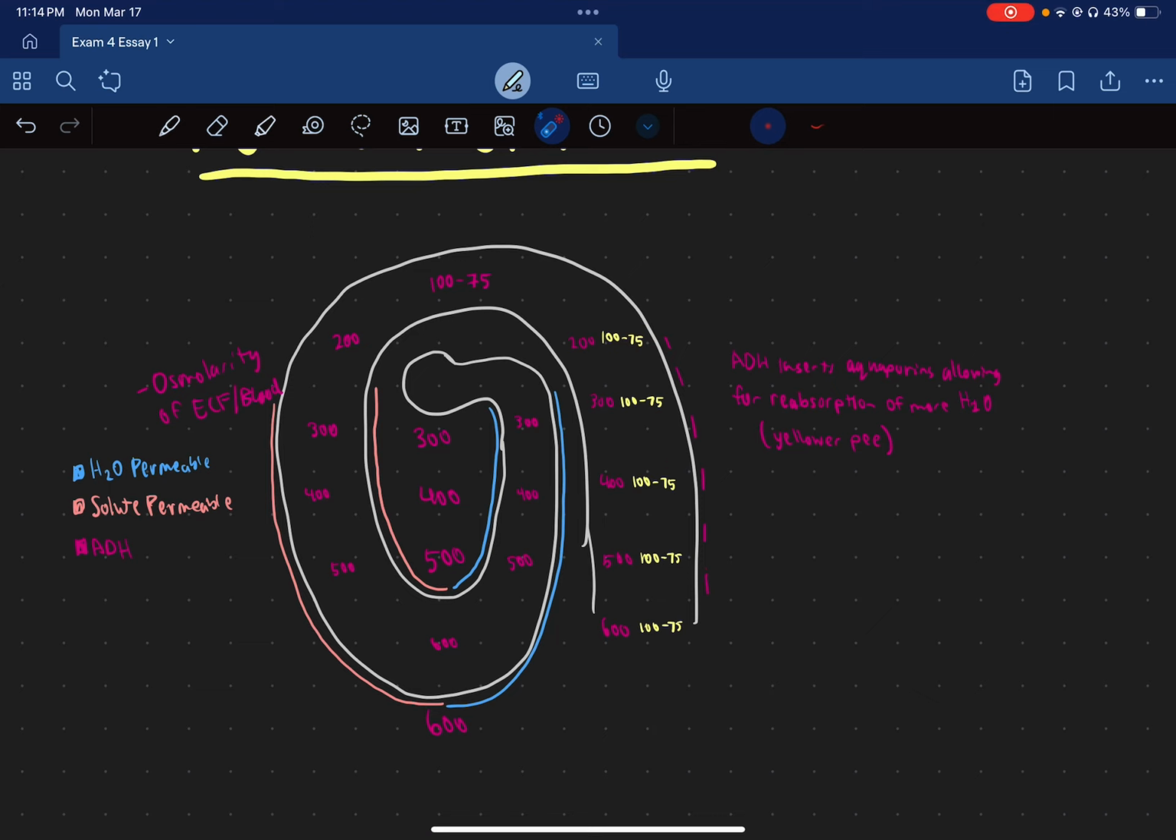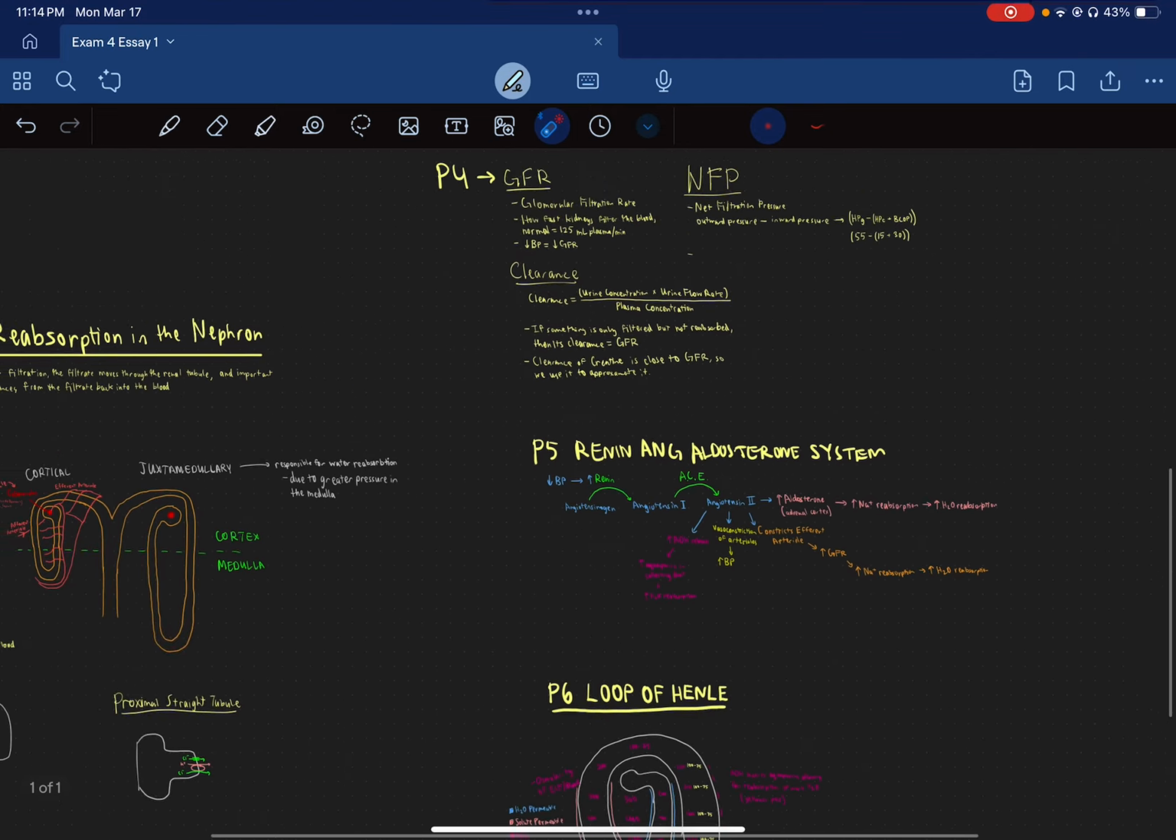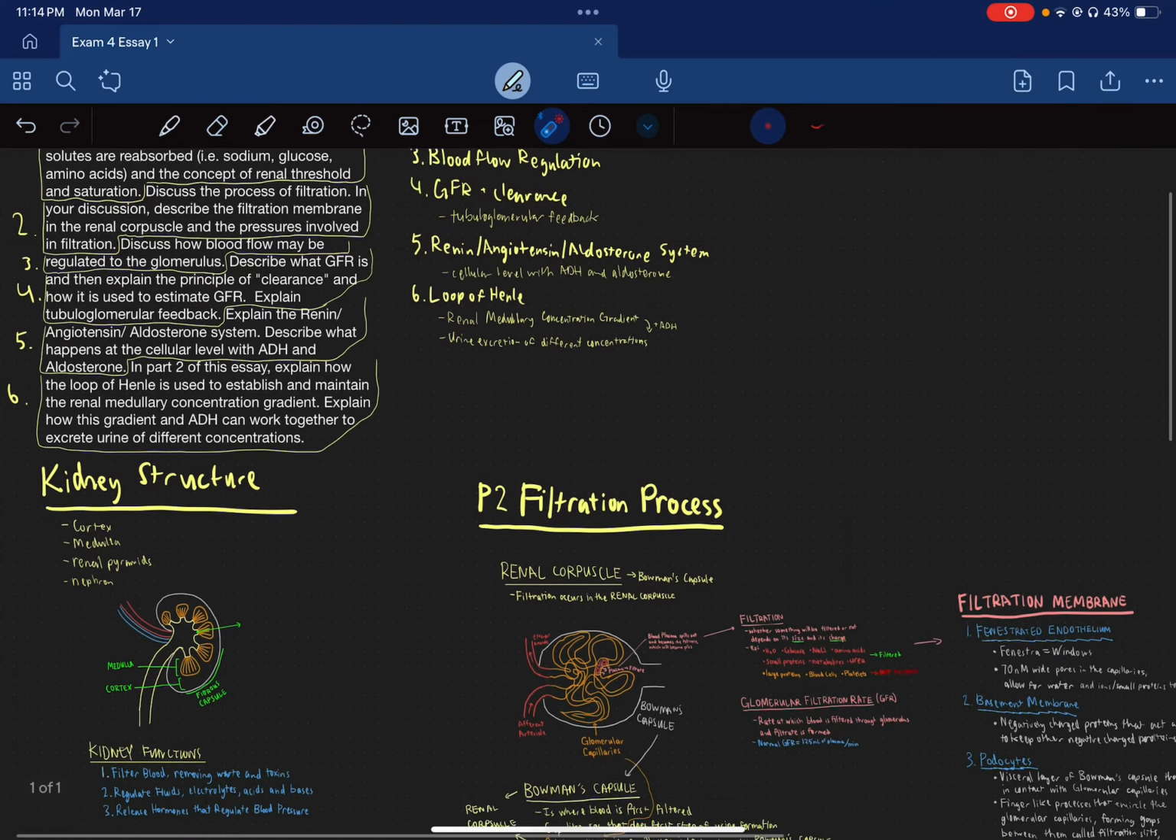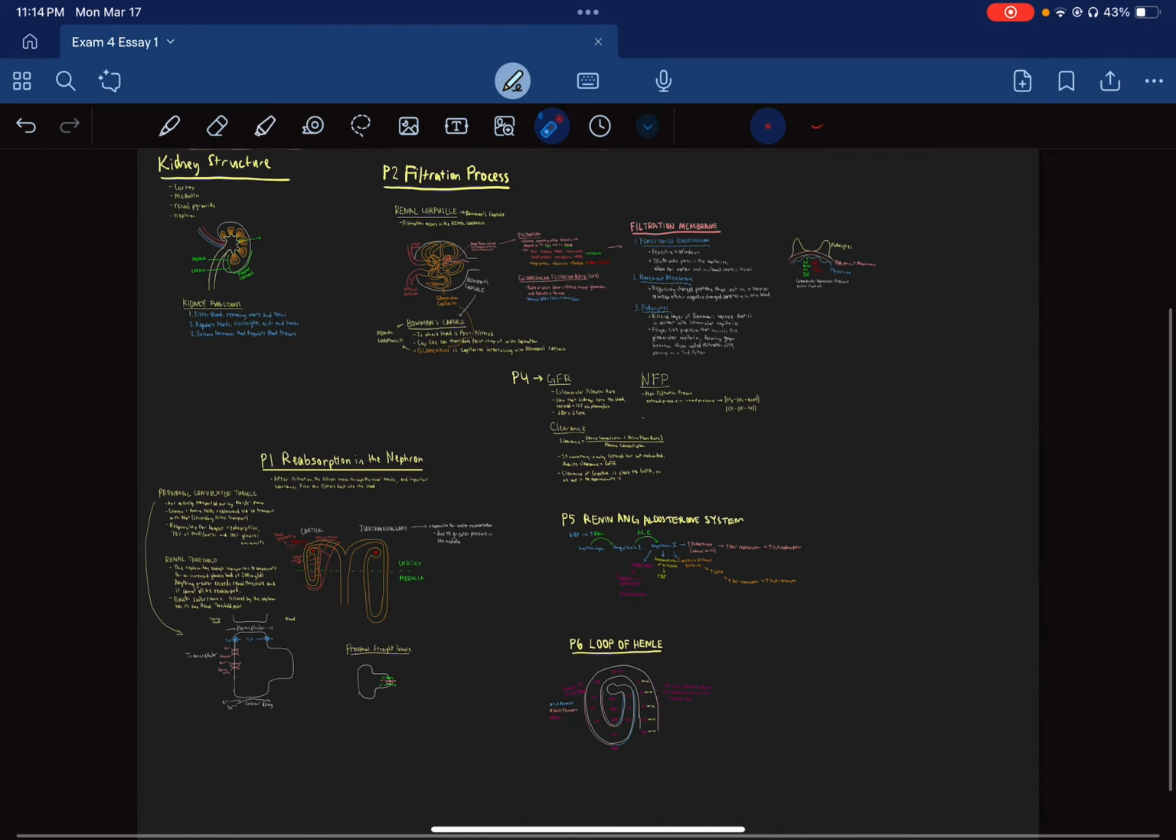But as we increase ADH because of something like dehydration, ADH is going to create these aquaporins on the membrane of the collecting duct, like I was just talking about. So our osmolarity will increase as we go down because water is leaving the cell to balance out and going into the blood. And this is going to cause our pee to be more yellow. And that's how that affects it. So basically, this is the function of the kidneys.